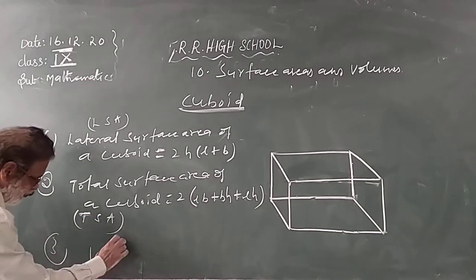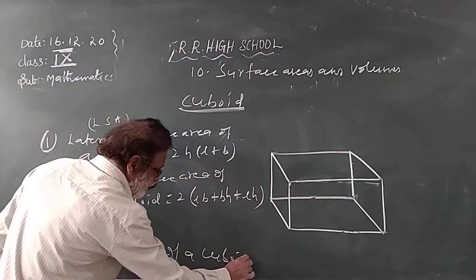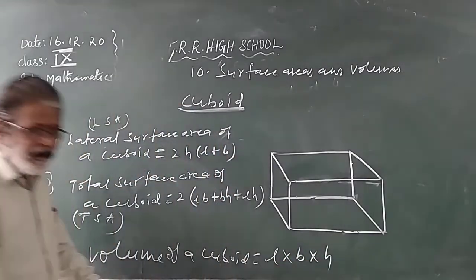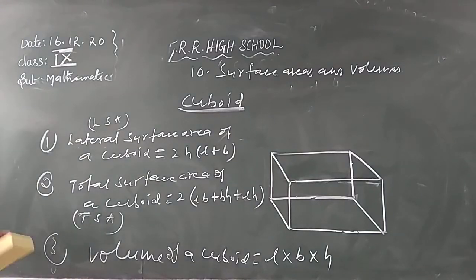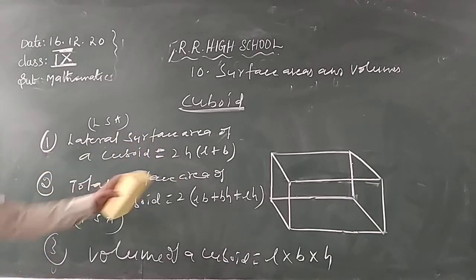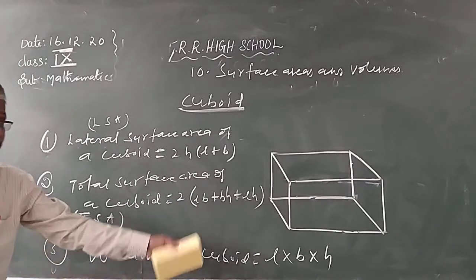Next we go for the volume. The volume of a cuboid is L into B into H. The product of length, breadth and height is the volume of the cuboid. So they will give, say, 2 centimeters length, 5 centimeters breadth, and height 10 centimeters, and ask to find the LSA, TSA and volume. Just put the values in the formulas. The lateral surface area of a cuboid is 2h into (L plus B), the total surface area is 2 into (LB plus BH plus LH), and the volume of the cuboid is L into B into H.